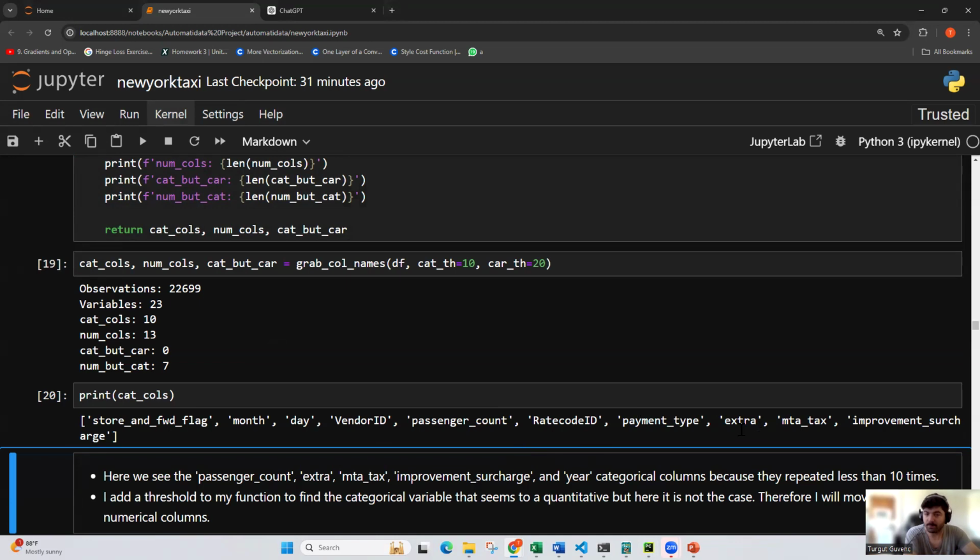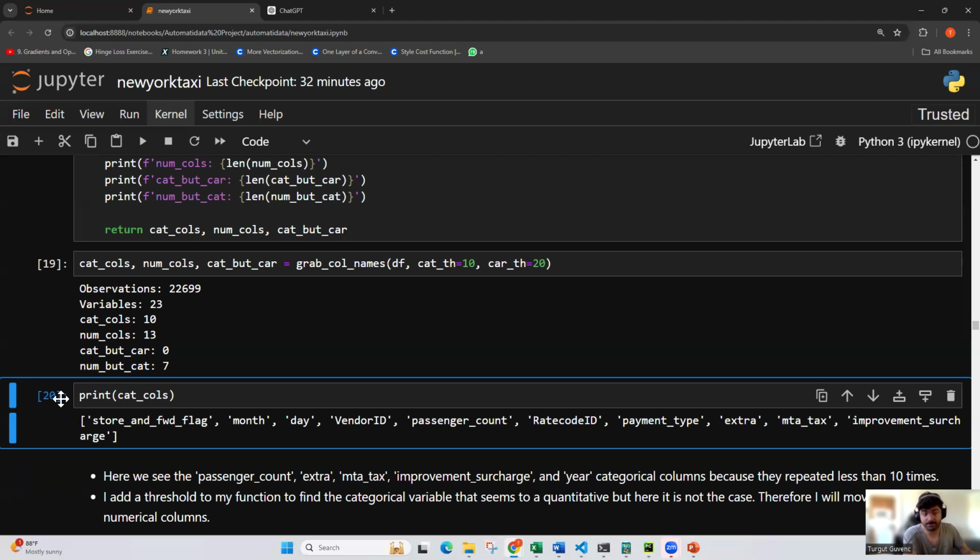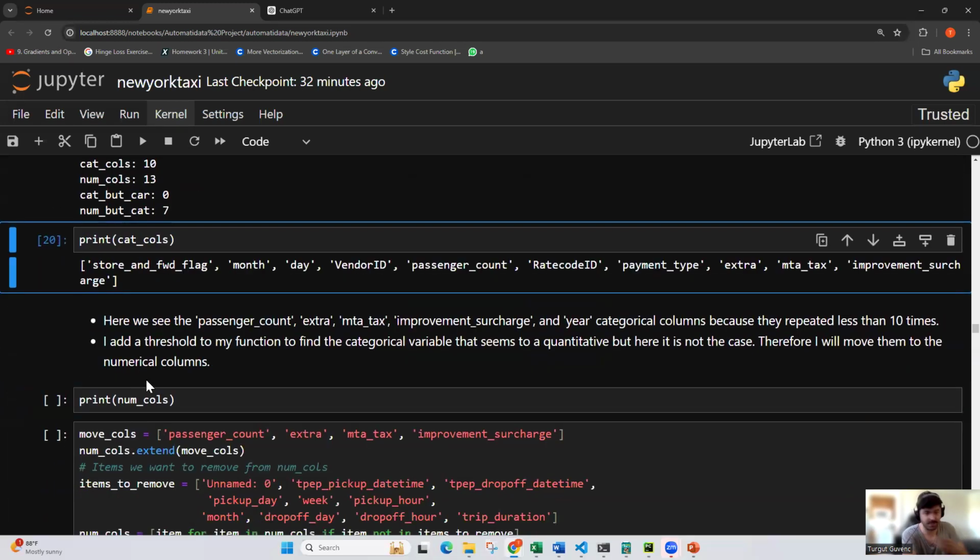Then payment type makes sense; extra, tax, improvements. Okay, these do not make sense because we know these are numerical values, but probably these are recurring in the data set less than 10 times. For example, there's not much extra charge or MTA tax. That's why our function thinks that those are categorical columns, but we will change that.